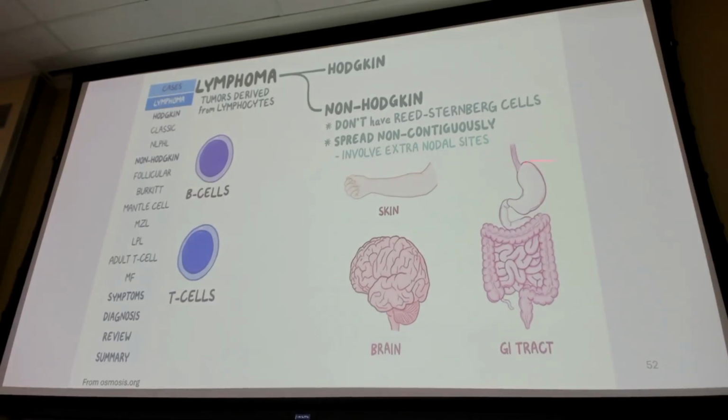So we talked about the condition that affected the GI tract. What is that called? What condition did we talk about affecting the GI tract? MALT. Mucosa-associated lymphoid, right?